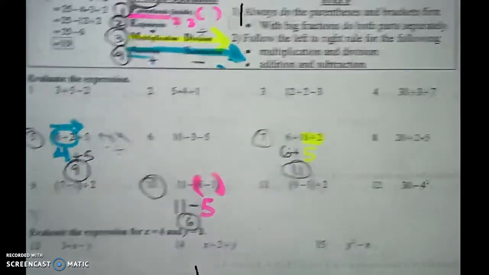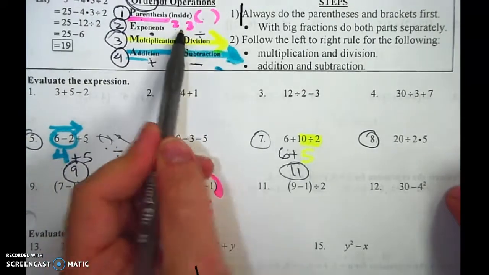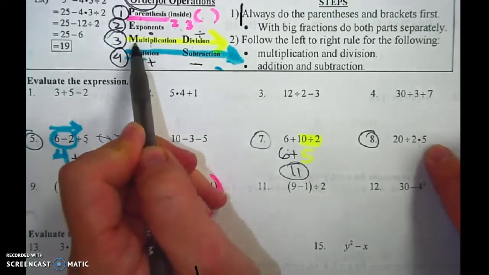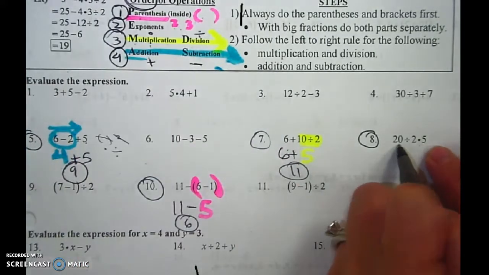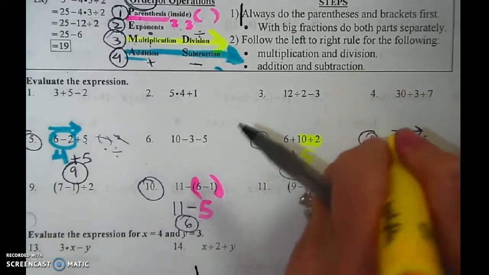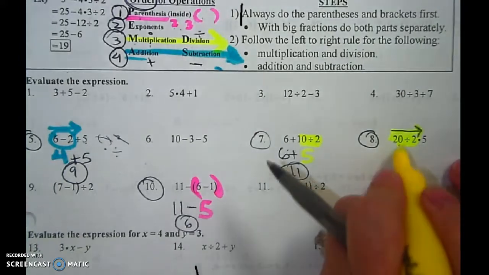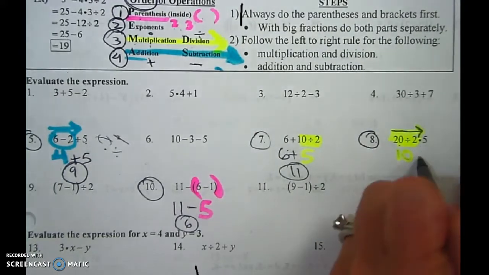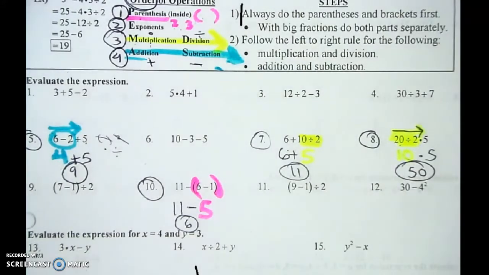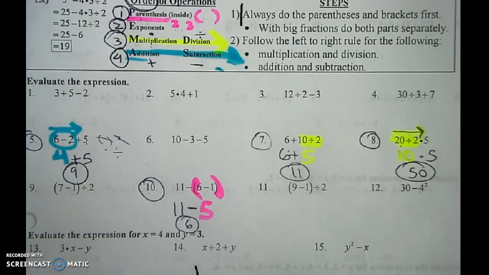Let's look at number 8. When I look at number 8, no parentheses, no exponents, but there is multiplying and divide. Even though multiply is written first, you divide first, left to right. So what are you going to do? You're going to divide first. 20 divided by 2, 10 times 5, 50. Okay? Now that you get that, let's start plugging in.